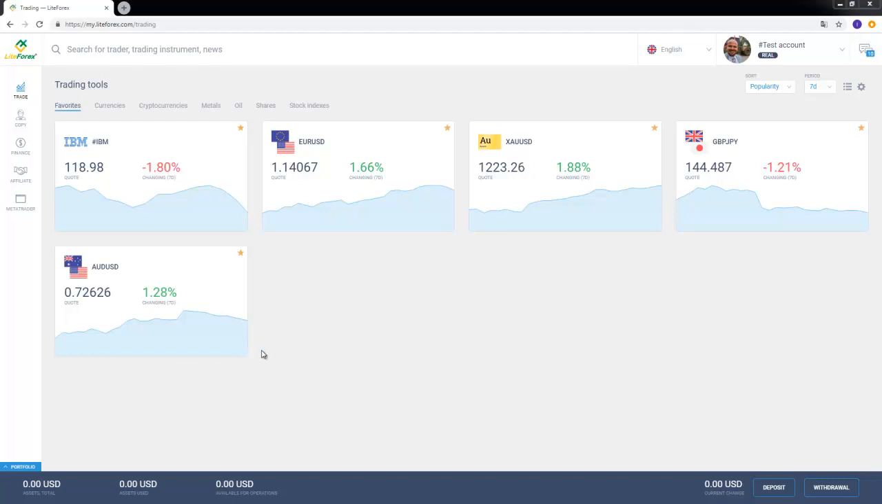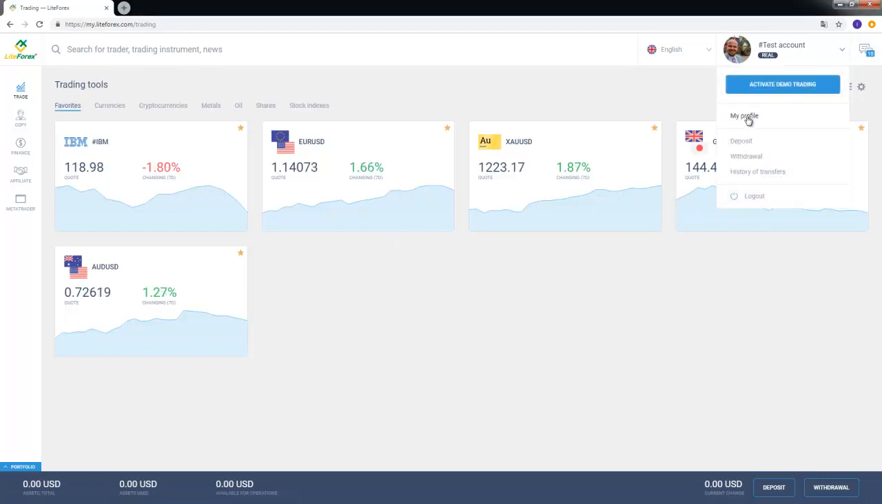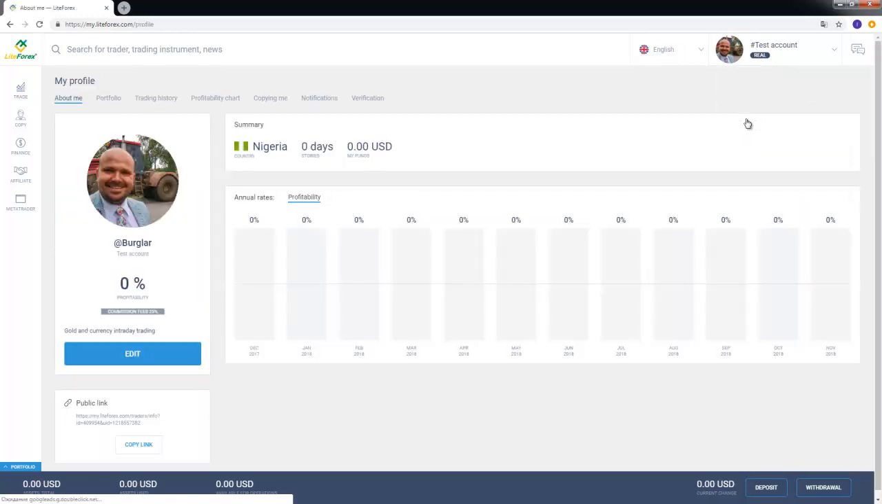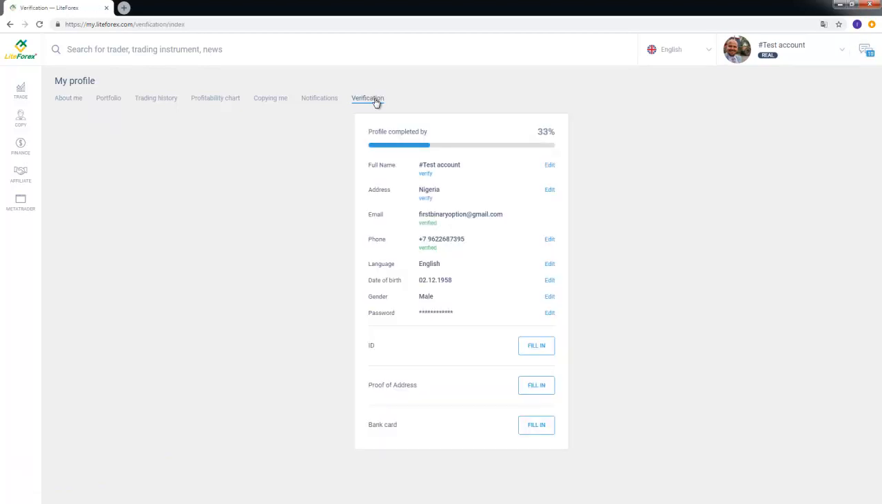Verification. To get full access to all company's services, you need to complete the profile verification. You can do it step by step, entering the information into pop-up windows requested by the company as and when necessary. Or you can verify your LiteForex profile right away, so that you won't get back to this matter. You will find all necessary information about your verification status in the Settings section of your profile.